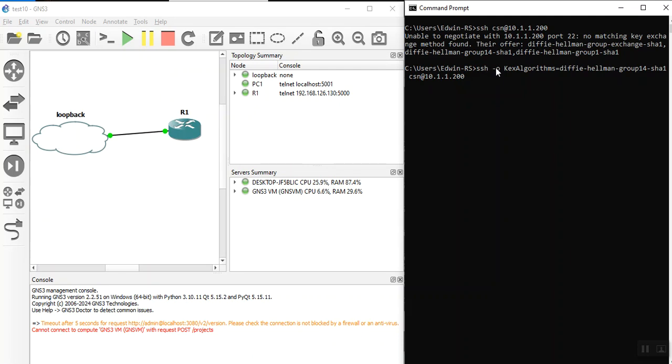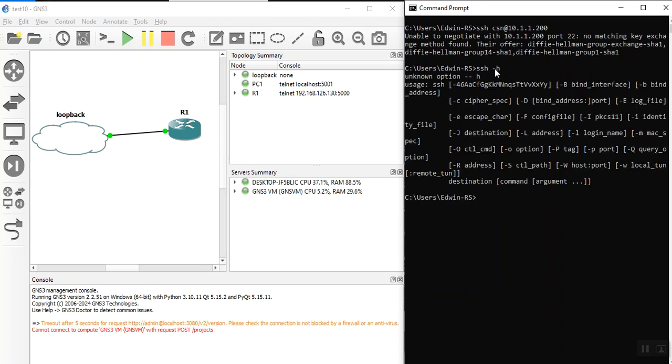I do SSH -O, right? Well, before I do that, let me show you a quick trick. You can do SSH, and then you can do -H, and usually, yep, it shows you what the different options are, right? So here, if you do -O, it's giving you additional options. And what we're going to do is say we want the option to use the KEX algorithm, right? Let me do the first one, right?